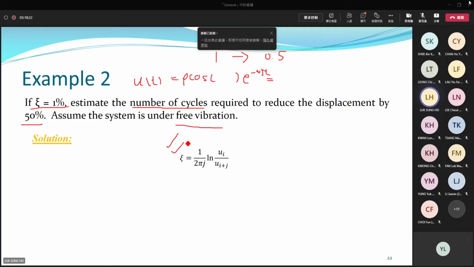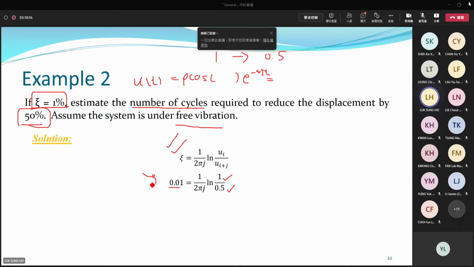If you use this log decrement equation, then it shows you the outcome immediately. If you take the initial displacement as 1, then the denominator becomes 1/2. You want to know how many cycles reduce your displacement to 50% of the original number. Initial is 1, then the target is 0.5. Damping ratio 1% is given in the problem, which means 0.01. You're asked to find J.